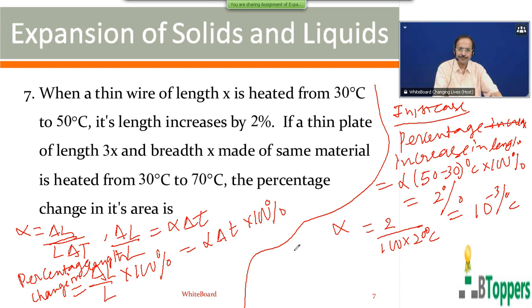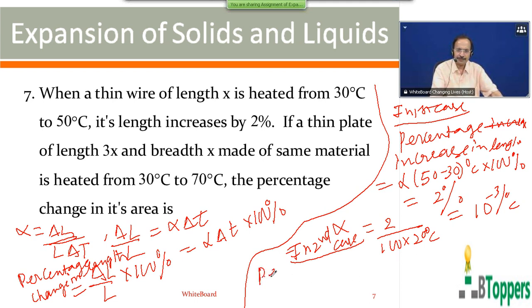In the second case, in the same way I explained already about how to calculate the percentage changes. Percentage increase in length we can write alpha into increase in temperature into 100%. In the same way, percentage increase in area we can write beta into increase in temperature into 100%. So percentage increase in area in the second case, that is a thin metal plate. The metal plate in the second case is made up of the same material as that of the wire in the first case. So alpha will be the same in both the cases.